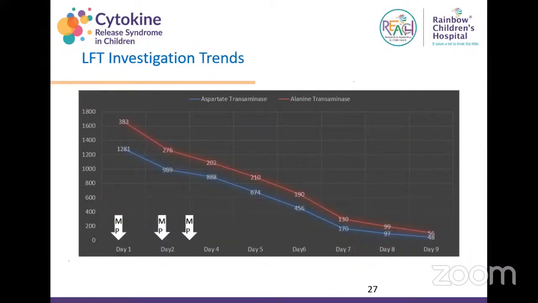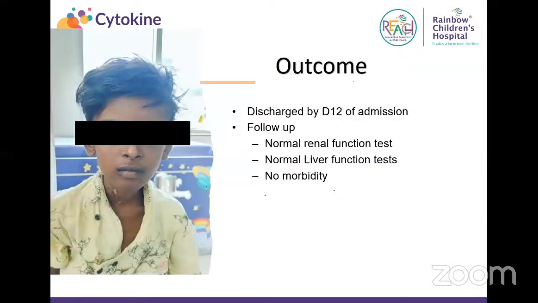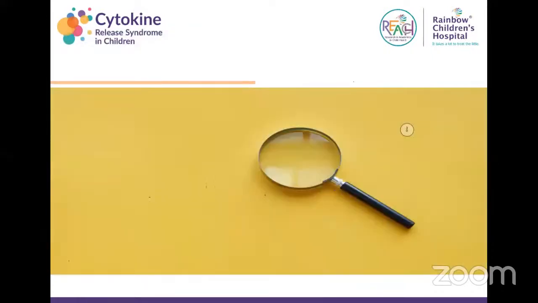These are his enzymes, AST and ALT. And the renal parameters also improved. By day 8, he was off dialysis and his native urine output had picked up, and he is currently off dialysis and doing well. He was discharged by day 12 of admission, and on follow-up, he has normal renal function and liver function tests, and he does not have any morbidity.